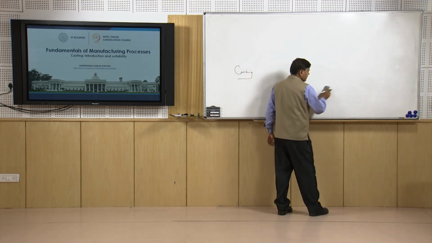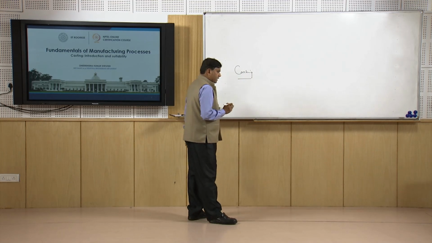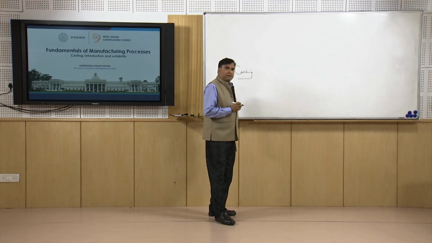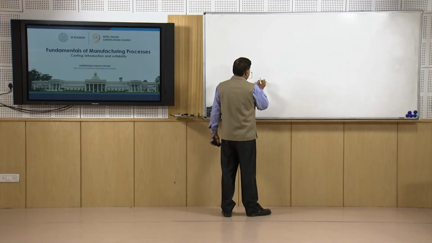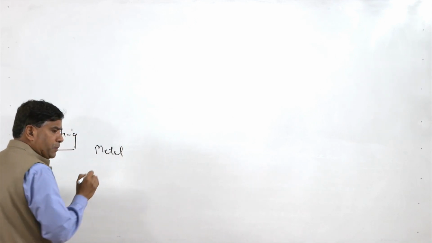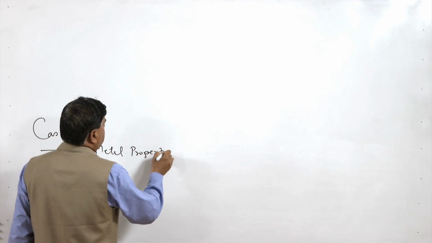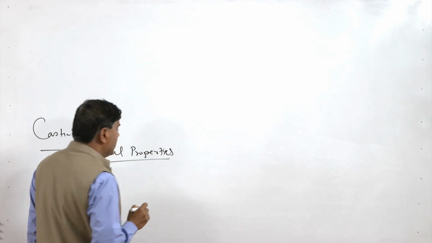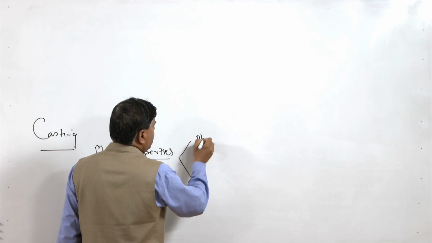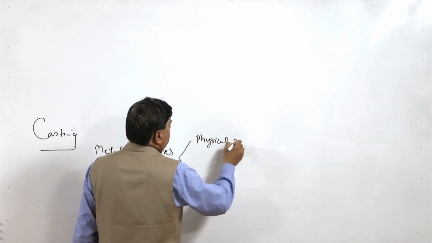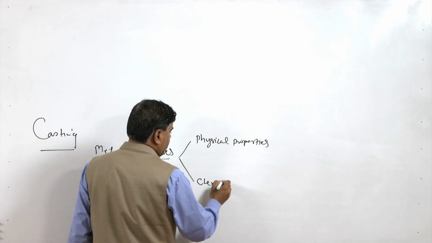So, we need to consider in totality what are the factors that matter in casting, or what are the properties of the metals which are important for the casting. We will try to look into the metal properties which matter for the casting. There are two categories related to the metal properties which are important, and these are the physical properties and chemical properties.